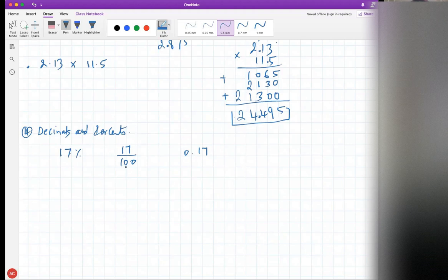Another way of looking at it is, whenever you divide anything by 100, you move the decimal to the left twice. If you don't see the decimal, it is always invisible at the end of a number. If you divide this by 100, you move it to the left twice. That's how you end up with 0.17. You just move your decimal.